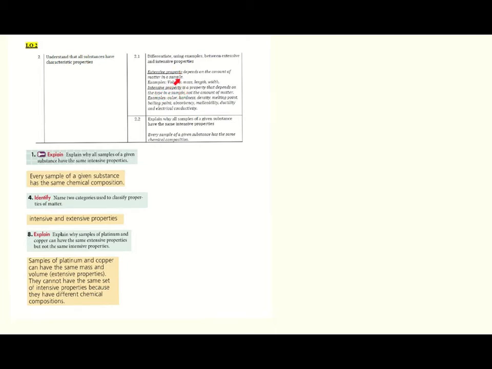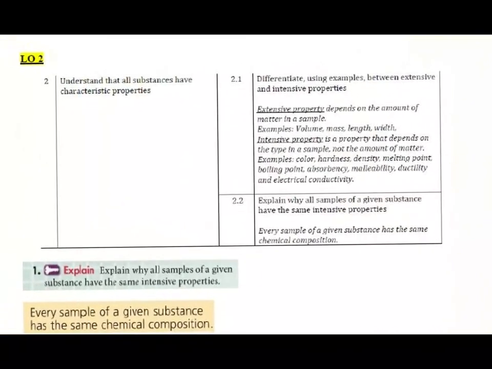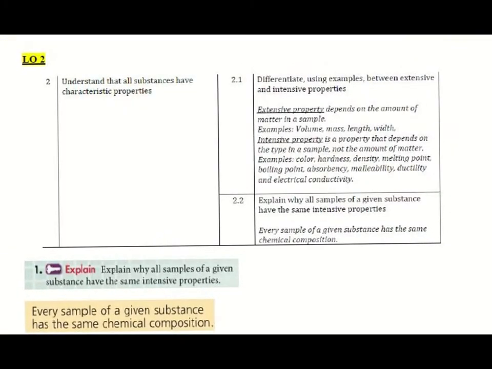What is the difference? Extensive property describes the amount of matter in a sample. So it depends on how much matter you have. If you increase the amount you have, the value will change or will increase. Volume, mass, length, and width. All of them are described as extensive property.